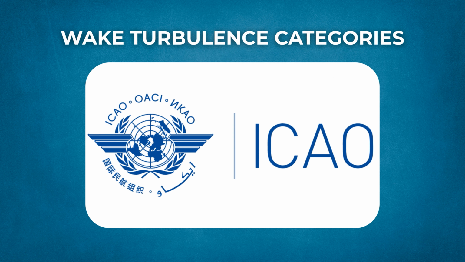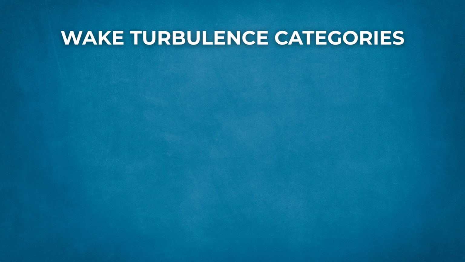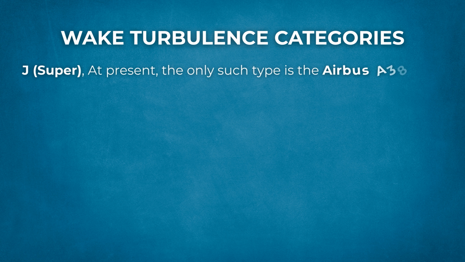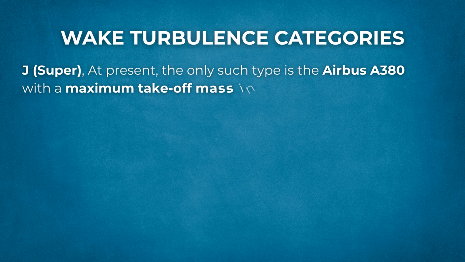The ICAO wake turbulence category is entered in the appropriate single-character wake turbulence category indicator in Item 9 of the ICAO Model Flight Plan form and is based on the maximum certificated takeoff mass as follows. 1. J, Super. At present, the only such type is the Airbus A380, with a maximum takeoff mass in the order of 560,000 kilograms.